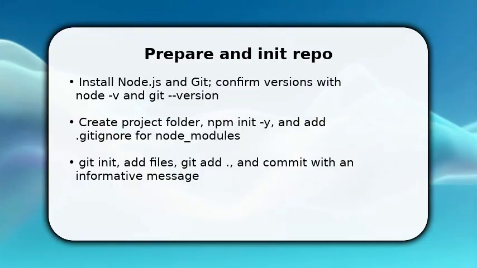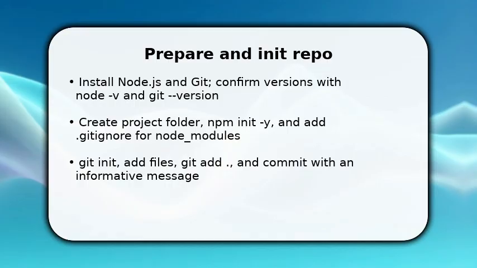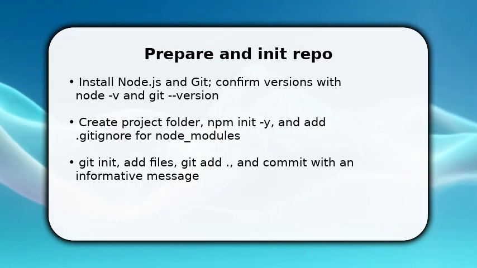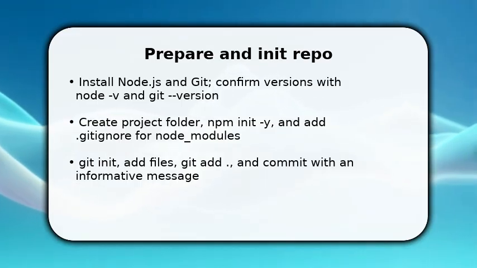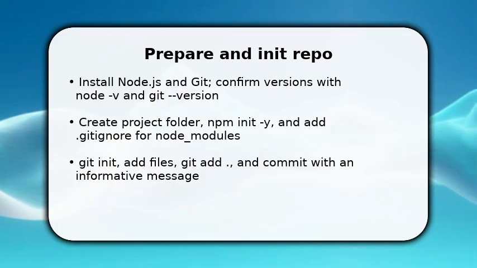You start by getting essential tools ready. Node.js for running JavaScript and Git for version control. Once installed, create your project folder and run npm init -y to generate package.json, this tracks dependencies. Make a .gitignore listing node_modules and build artifacts to avoid unnecessary pushes.